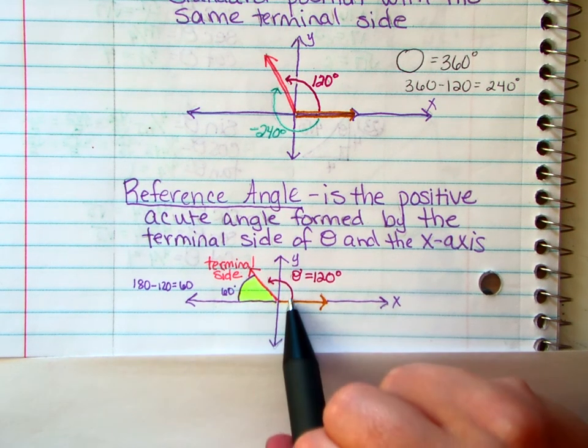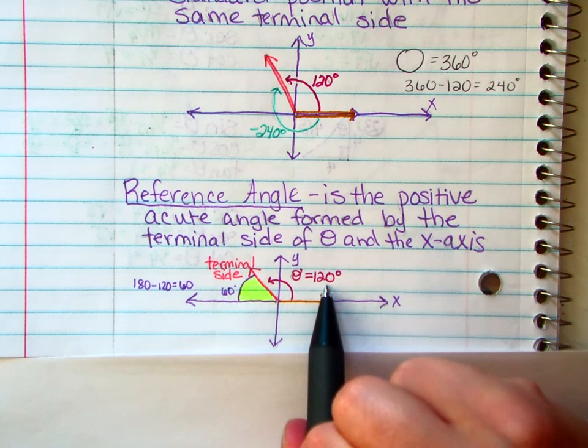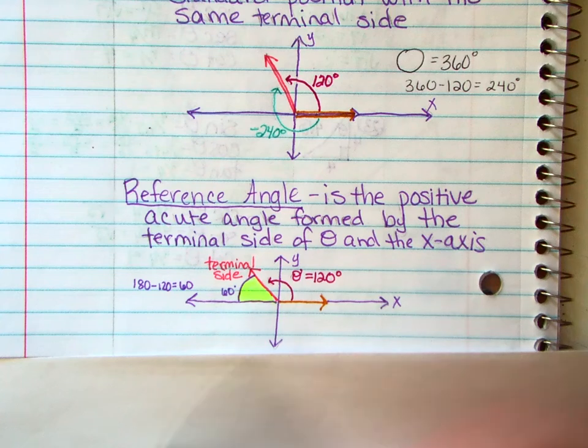So if I know this whole half of the circle equals 180, all I have to do is 180 minus the 120, and I find that my reference angle will be 60 degrees.